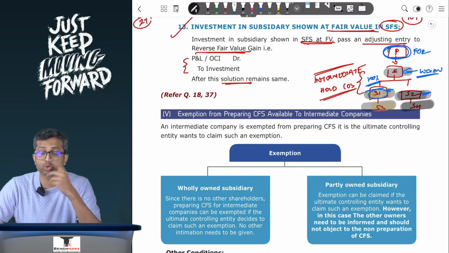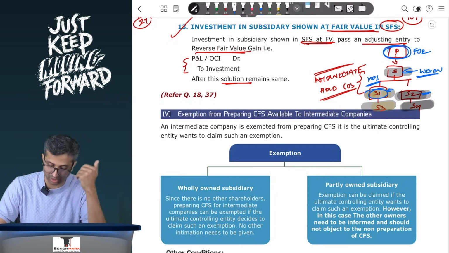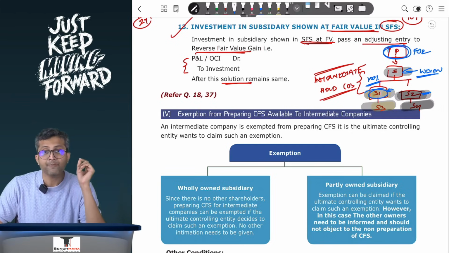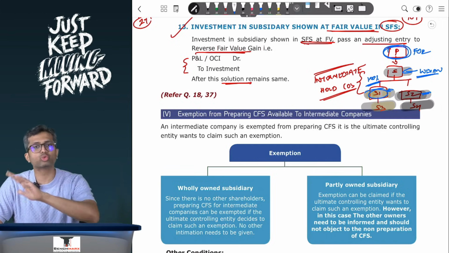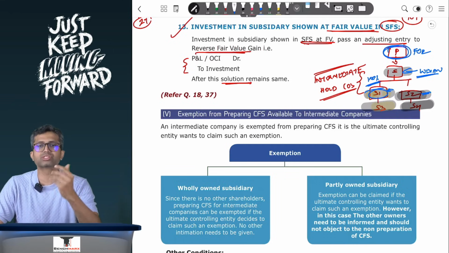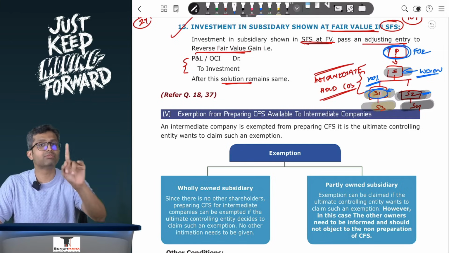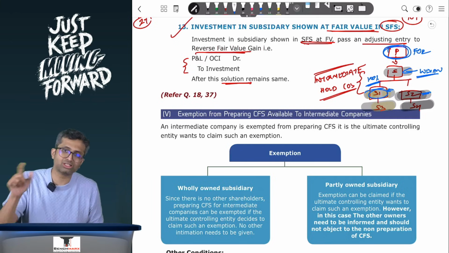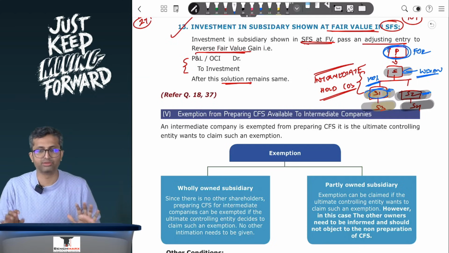It's a 100% owned subsidiary. However, if it is partly owned, for example, if it is 80% owned by S1 and 20% is held by someone else, then S1 will have to give an intimation to the 20% shareholders, and if none of these shareholders raise an objection, then they can be exempted from preparing CFS. But if even one shareholder out of these 20% raises an objection, then S1 will have to prepare CFS.